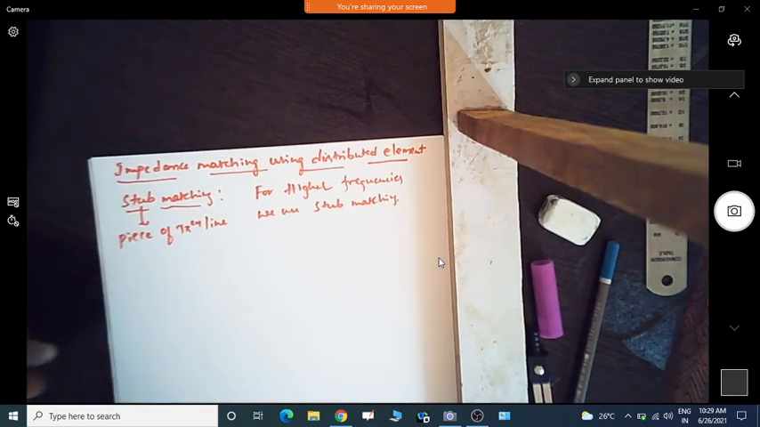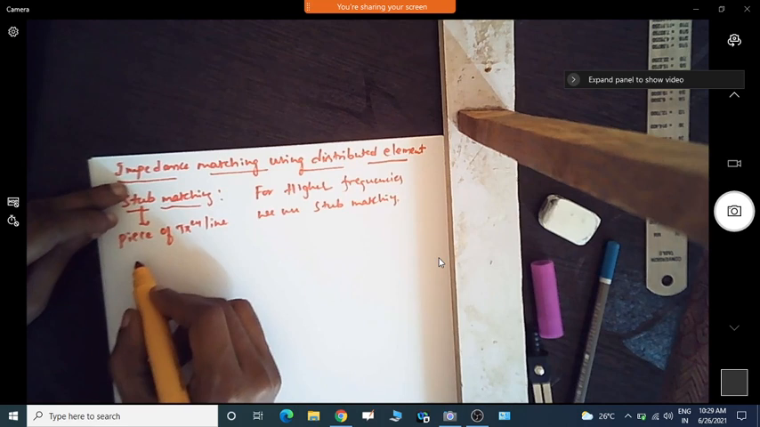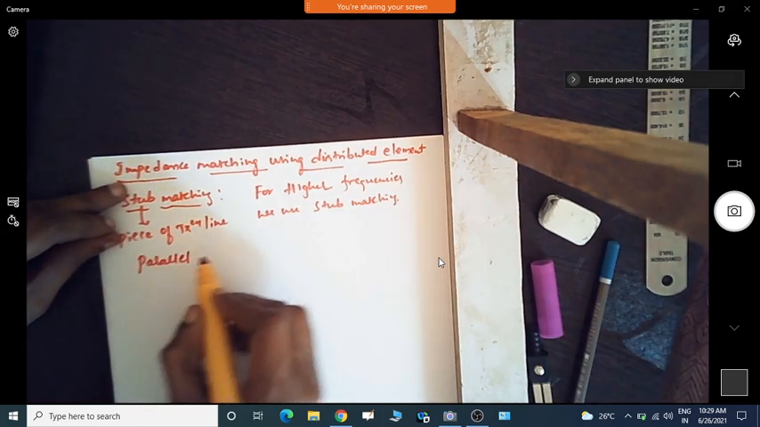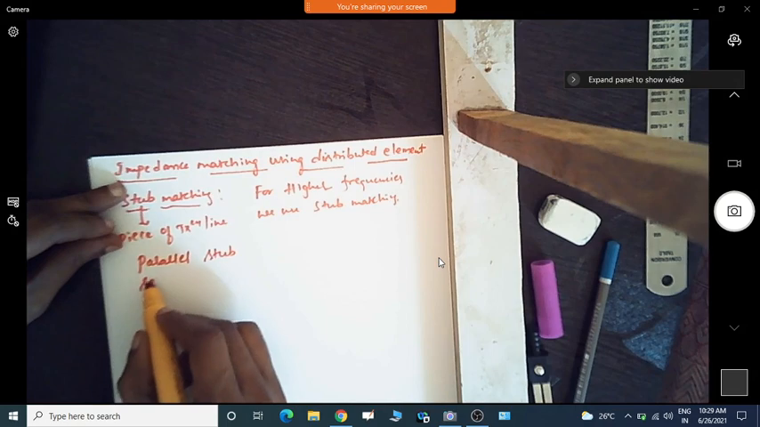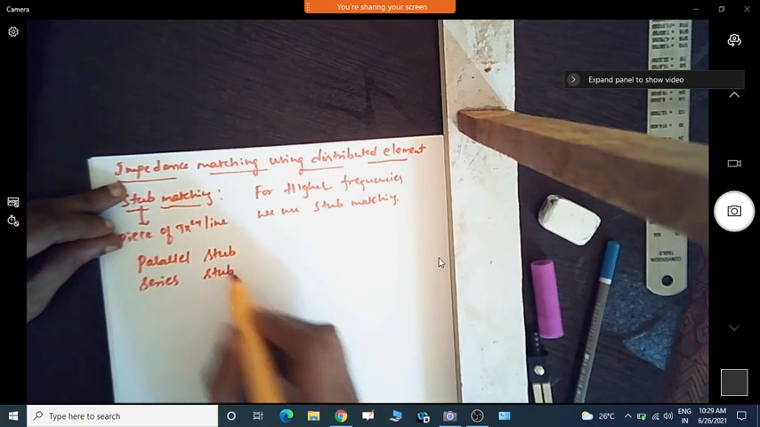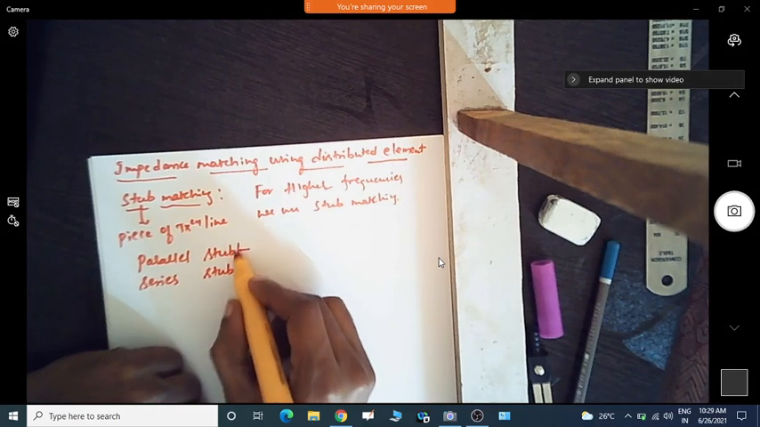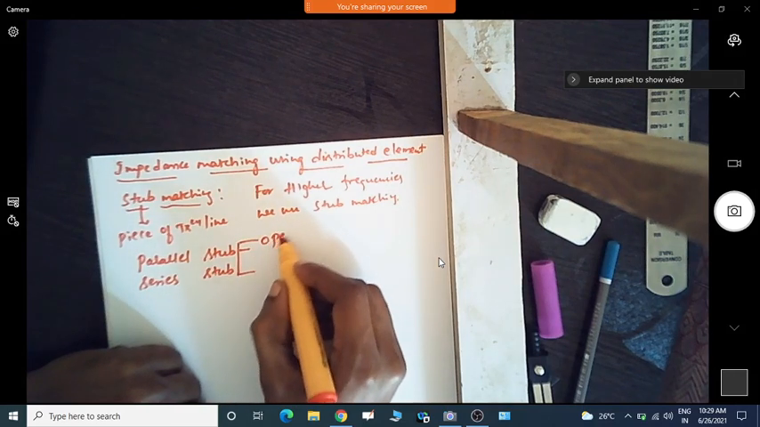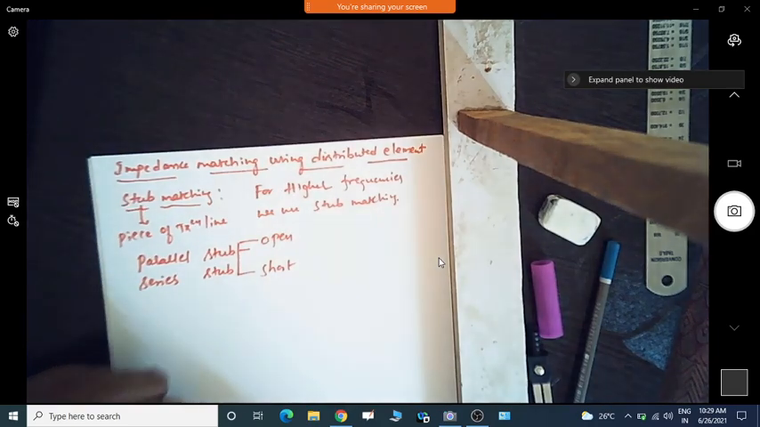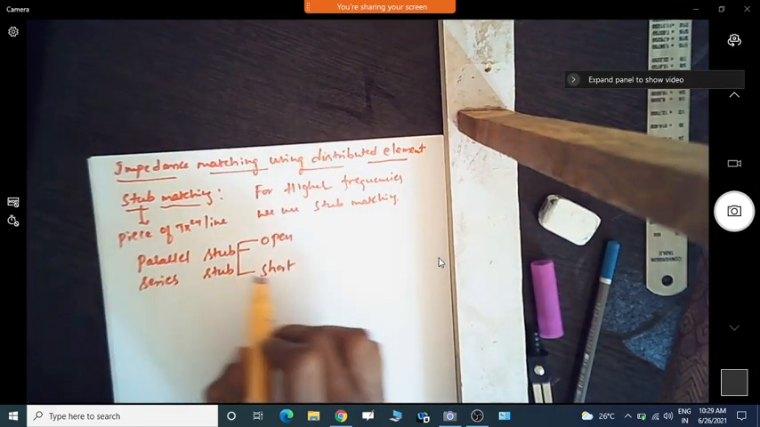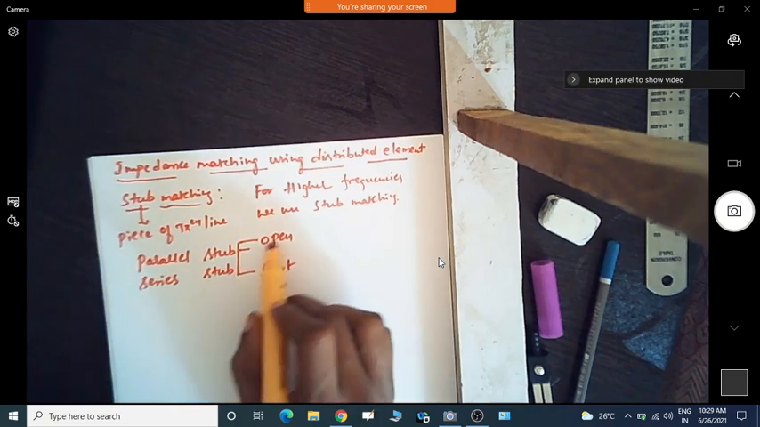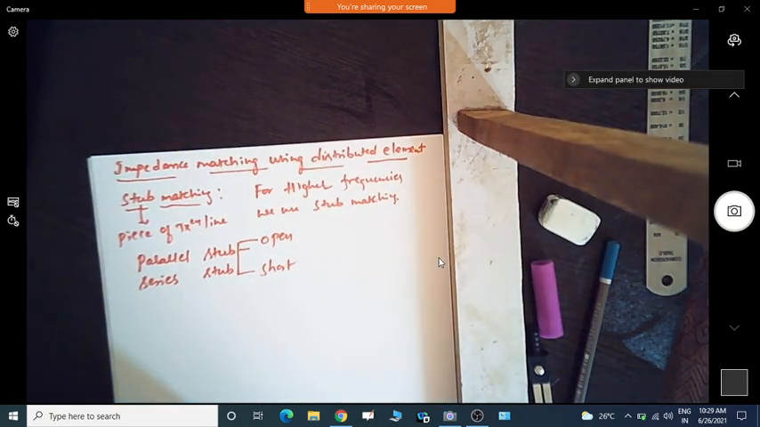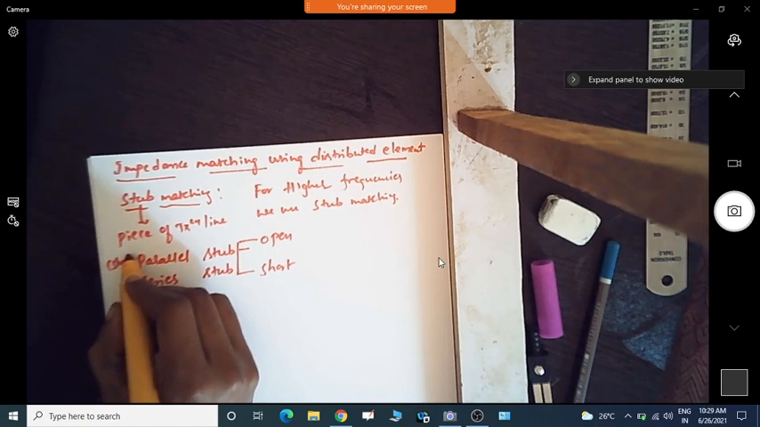Now we already know we have different kinds of stubs. When finding the input impedance, we have seen that there are parallel stubs and series stubs. Again, in these two types, we have open and short. So either we can use a parallel open stub, parallel short stub, or series open stub, series short stub. Parallel can also be called a shunt stub.